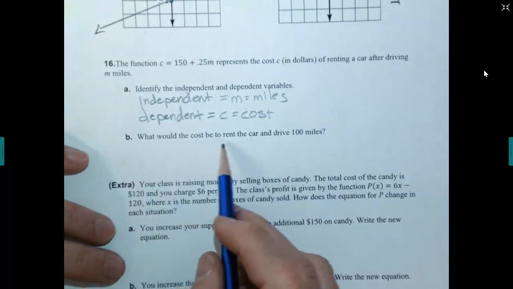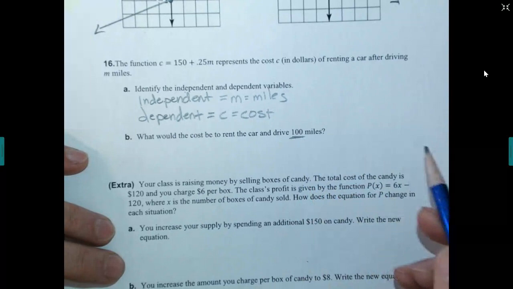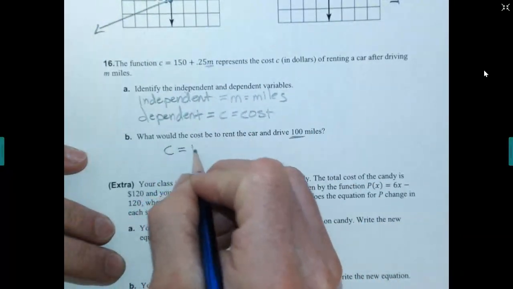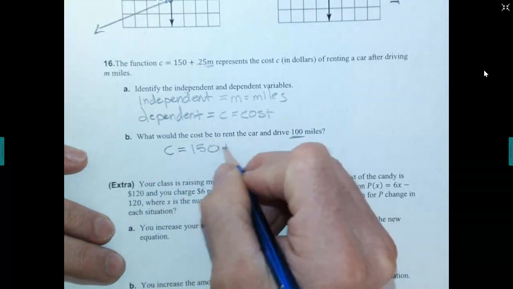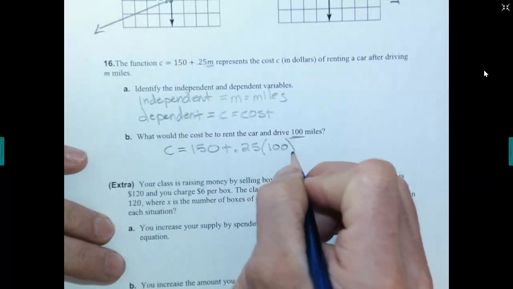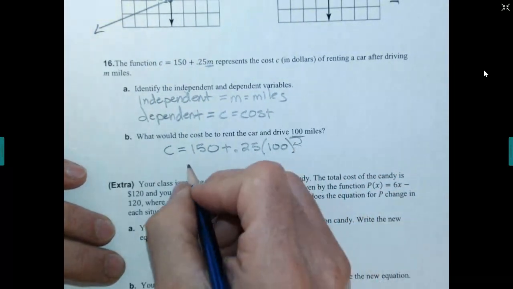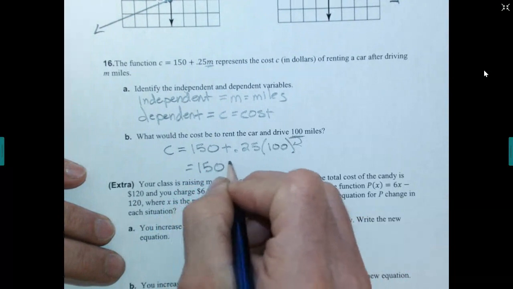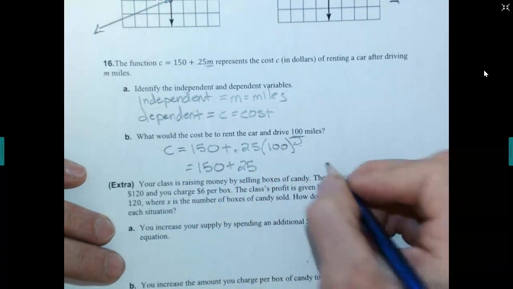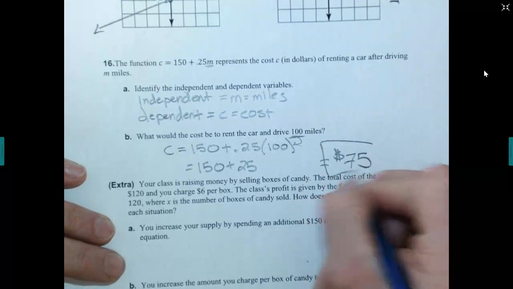What would the cost be to rent the car to drive 100 miles? So I plug in 100 for m. So my total cost is going to be 150 plus 0.25 times 100 because of 100 miles. 0.25 times 100 is 25. So I get $175.